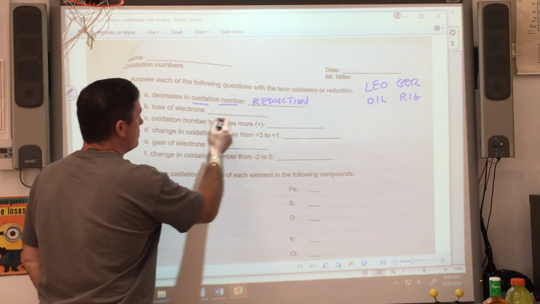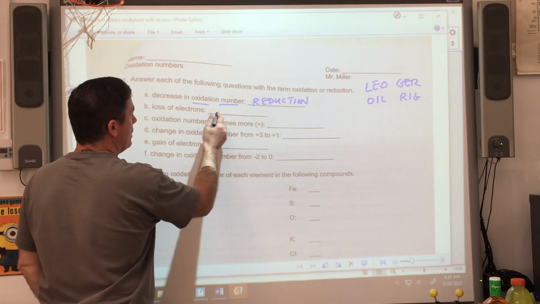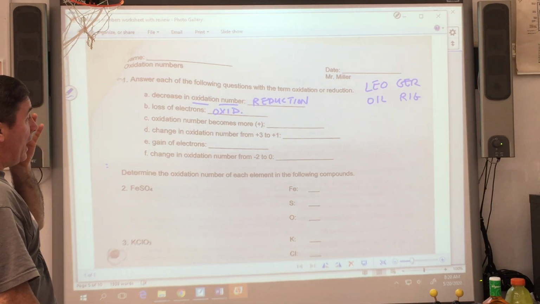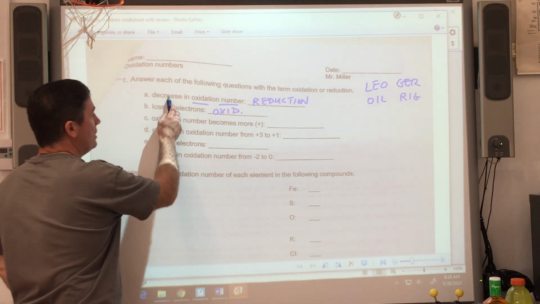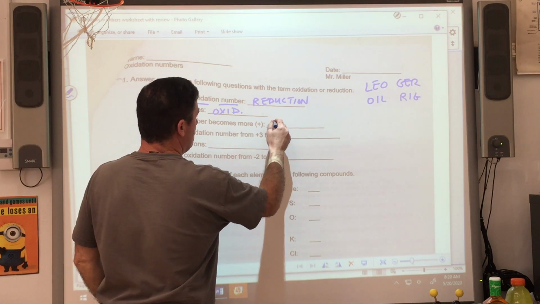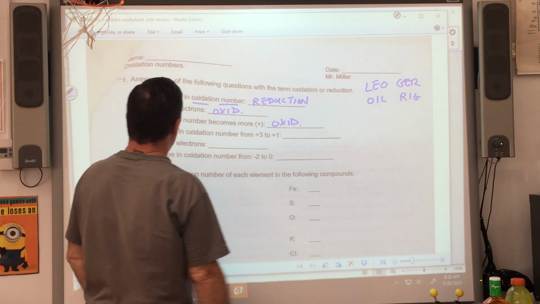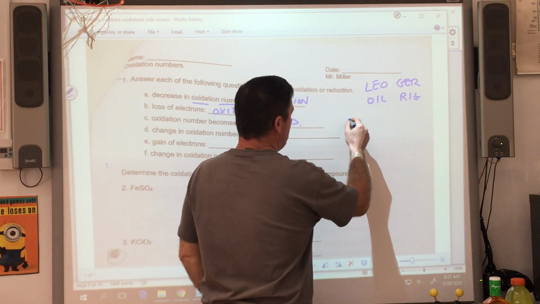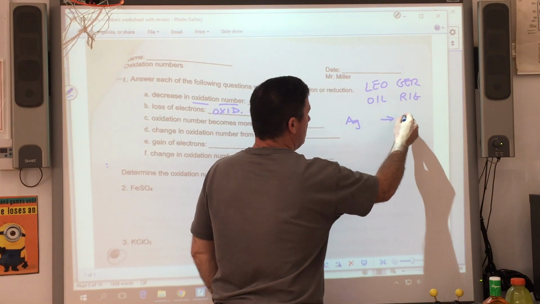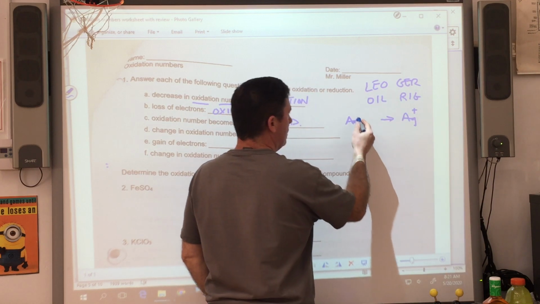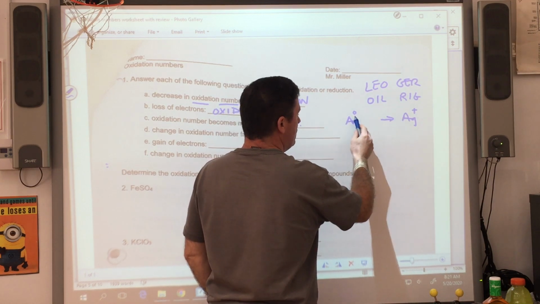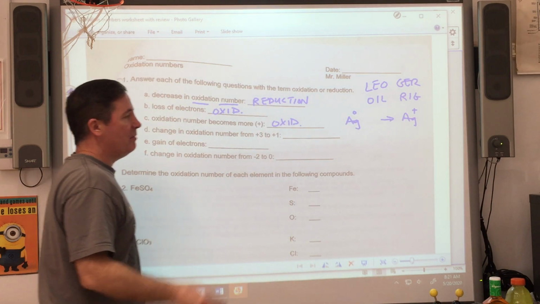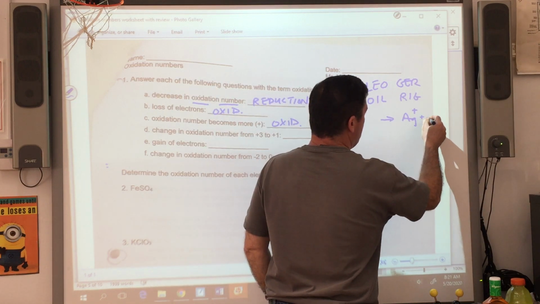Loss of electrons. LEO, loss of electrons, oxidation. Oxidation number becomes more positive. That's not a decrease, that's an increase. So this is oxidation. Since the oxidation number becomes more positive, for example, if we have silver by itself, which is 0, and then it becomes a silver ion, Ag+, that would be oxidizing by losing an electron. So we would put the electron on that side.